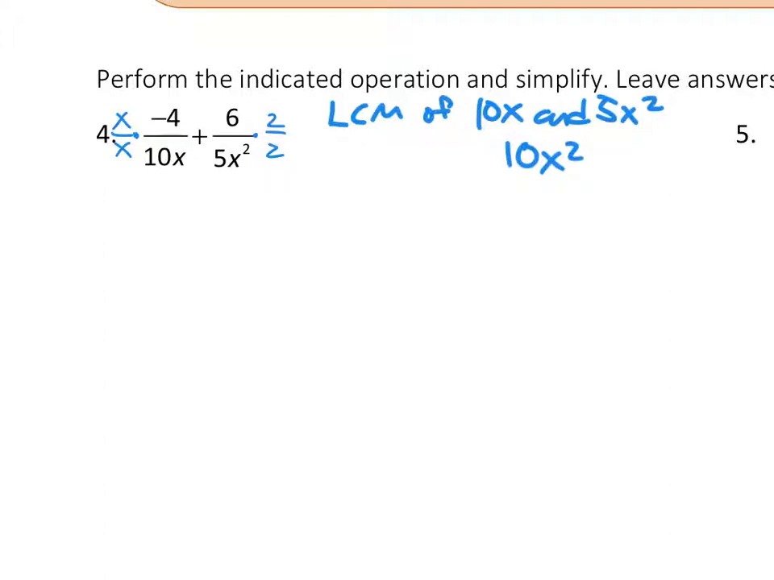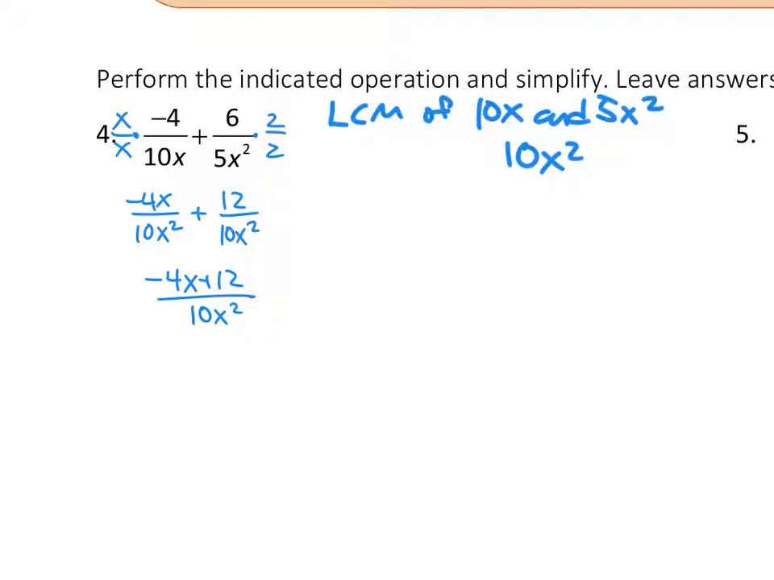And so now I do that, and when I multiply the first one, x times -4 is -4x on top. On the bottom, we get 10x squared. In the second fraction, 6 times 2 is 12, and 5x squared times 2 is 10x squared. And now we have common denominators. We can add these together. So -4x plus 12, we just combine those. They're not like terms, so we write them in one expression, in one fraction, over 10x squared.